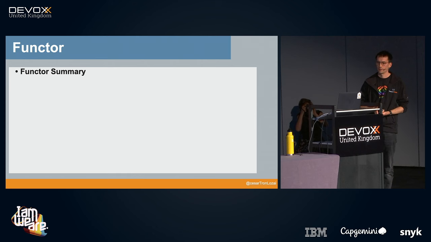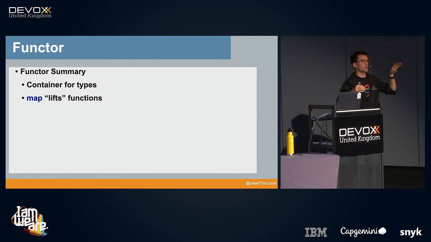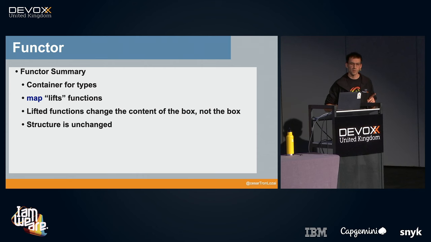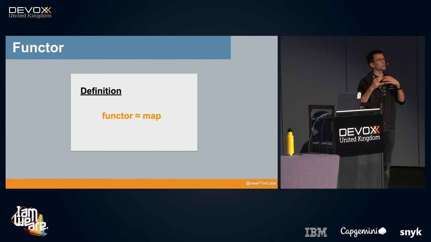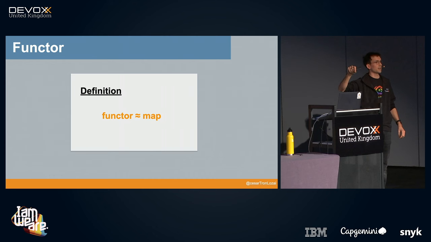So to summarize, a functor is a container for types. The map can lift a function from the raw type to the lifted types. The lifted function changes the content of the box, but not the box itself. The structure is unchanged. And this is the first definition that you need to remember. A functor is something that has map. Now, at this point, Boromir, if you remember this ancient meme, is getting a bit annoyed, because this is not a valid or rigorous definition of a functor. But that's the one that I want you to remember. Because then, if you're interested, you can look into the little details that I kind of put under the carpet. But otherwise, if you see a class and it has map, it's a functor.